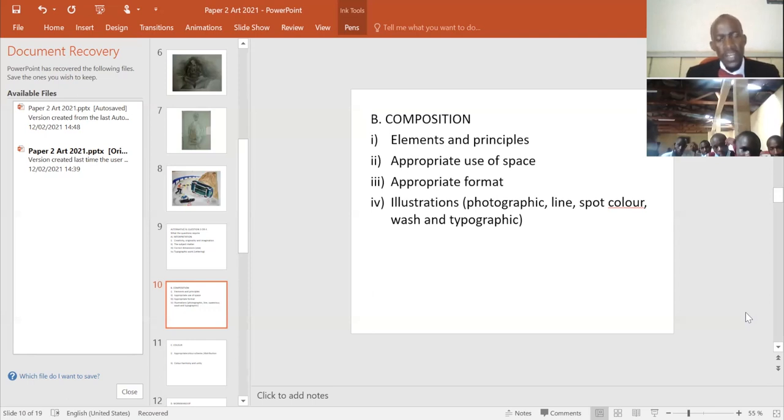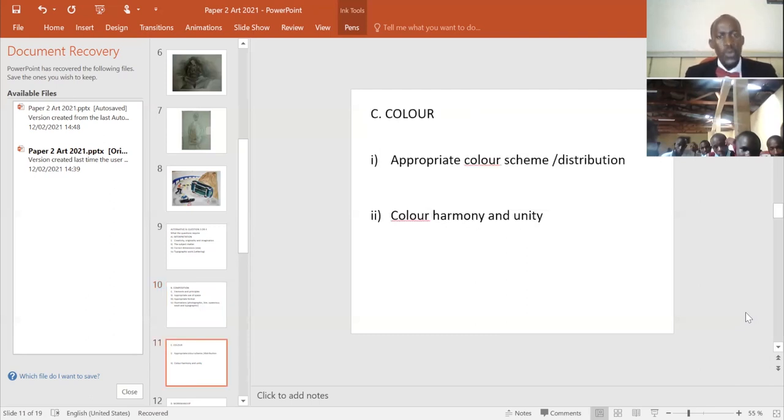Then we have the typographic illustrations. There are those cases that we use letters or abbreviations of particular names to create illustrations. We take an example of the brand Kenya Airways. We use the letters KQ. When the letters are used alone as illustrations, they become typographic illustrations. That is use of letters as visual images.